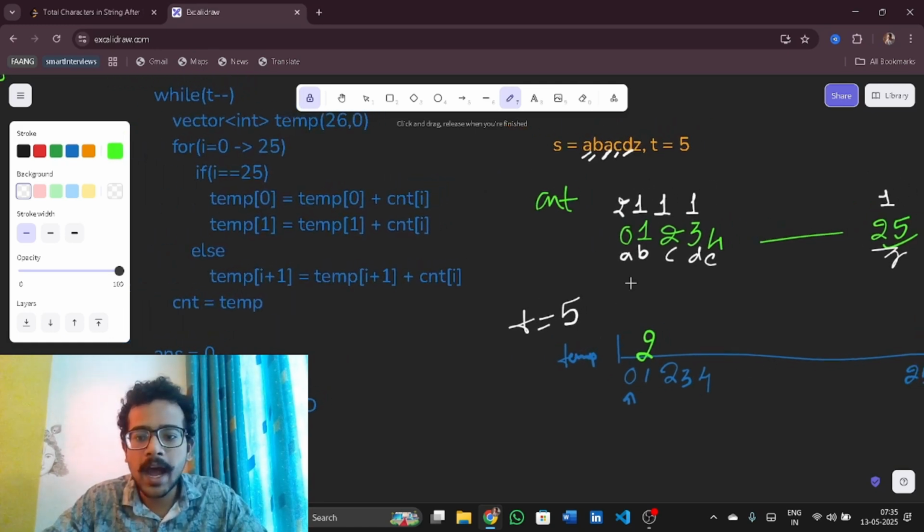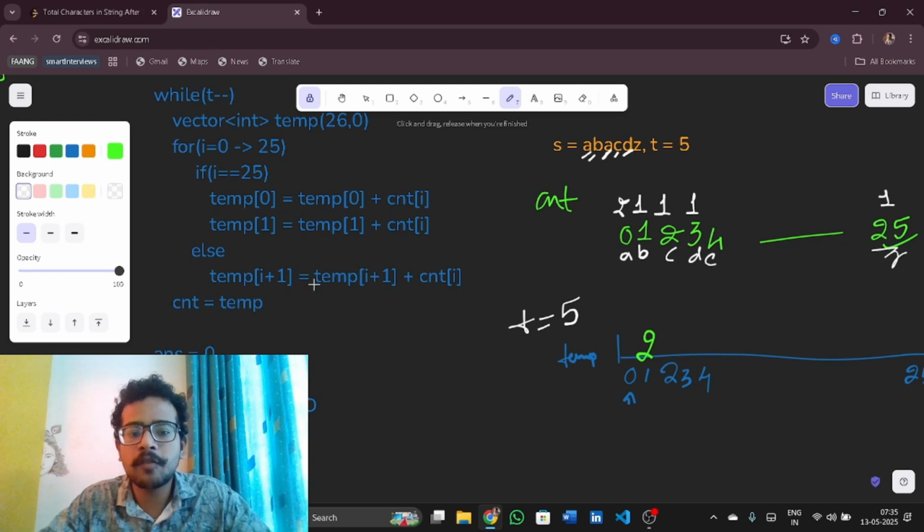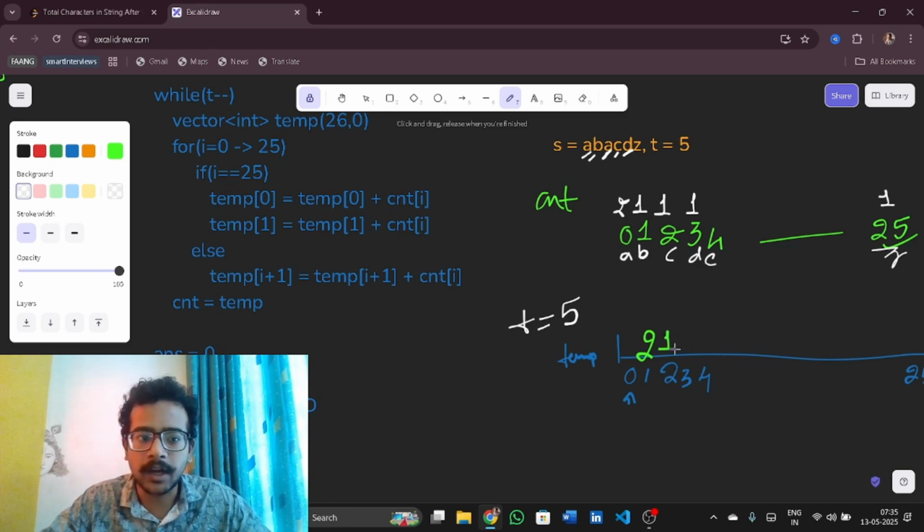Now, I have gone to B. B is for how many times? 1 time. I is equal to 1 now, and I got B. Now, temp of I plus 1 is equal to temp of I plus 1 plus count of I. What is count of I? Count of I is 1. So if I write it, C is for 1 time. Now, C is for 2 times when I go to I is equal to 2.